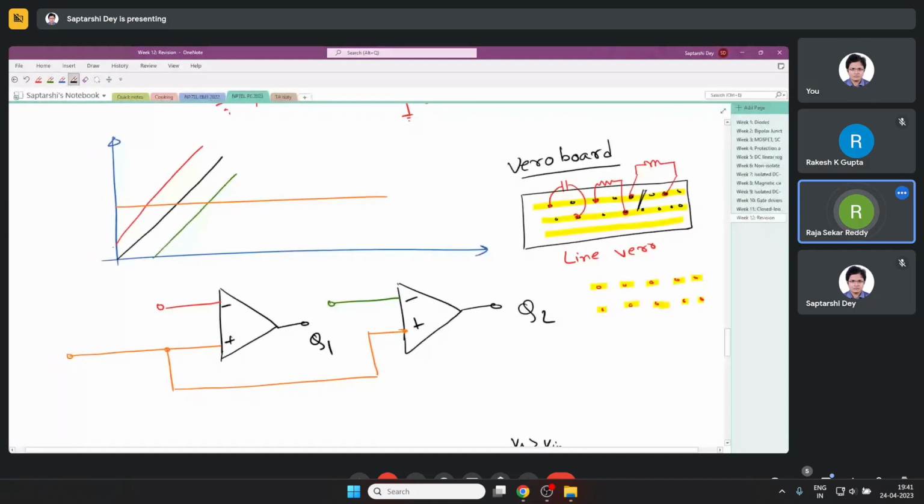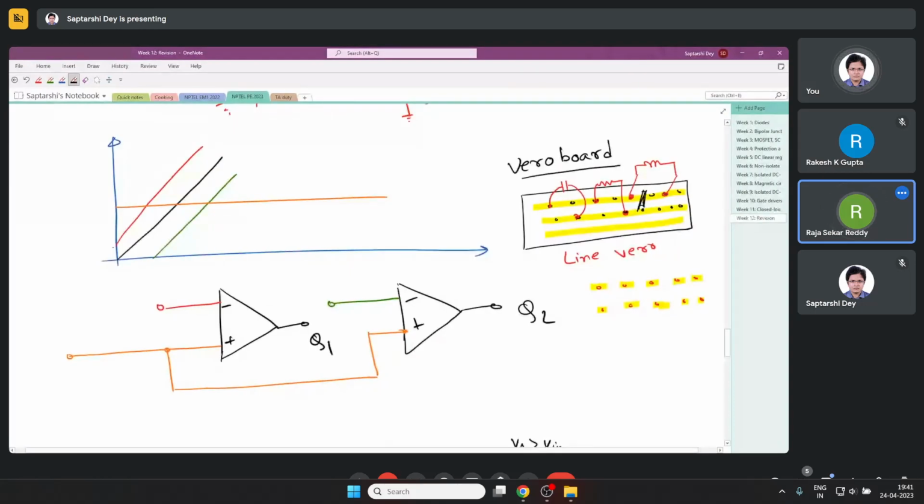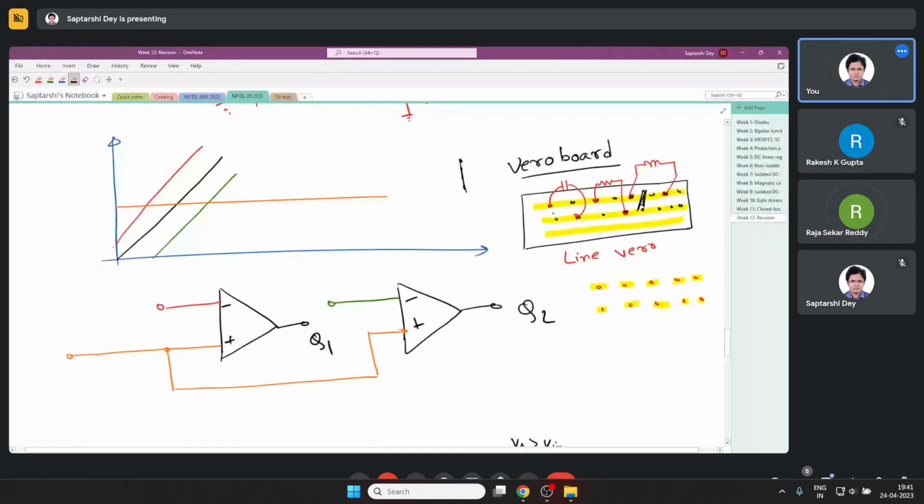Is it with a breadboard, sir? No, this is Vero board. A breadboard cannot give that much power. In a breadboard you only have five holes connected like this, but here many holes are connected in this fashion. And you make a cut here, so that it is not connected. In this way you can make the whole circuit.